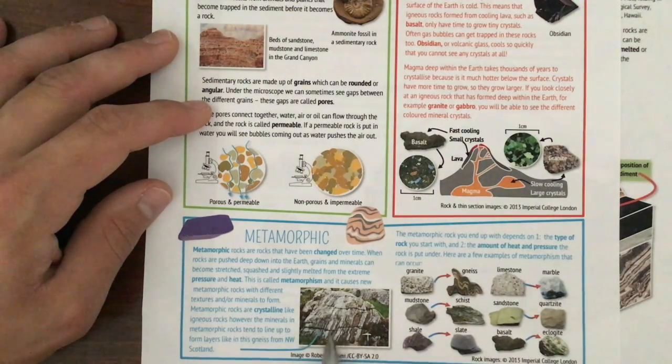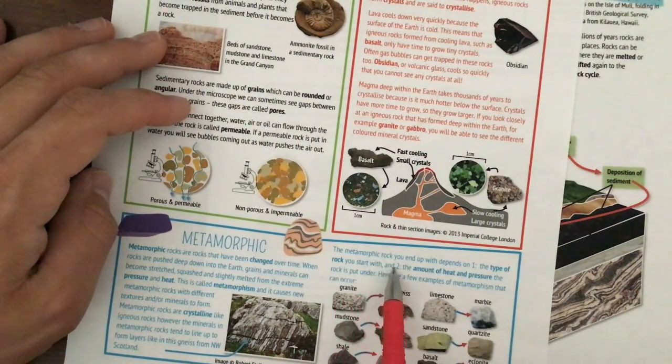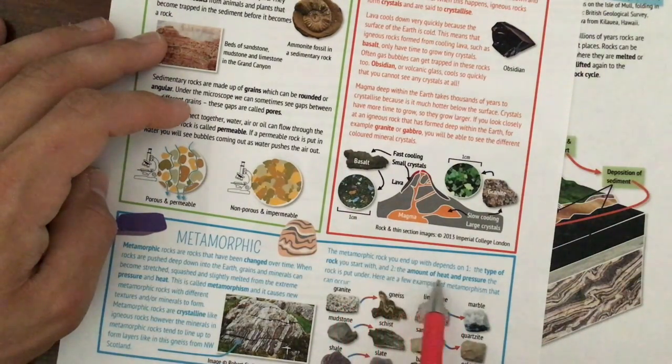You see all these different textures here, all these different lines on the rock. Metamorphic rocks are crystalline like igneous rocks. However, the minerals in the metamorphic rock tend to line up to form layers, like in this gneiss from northwest Scotland. See how there's layers here. The metamorphic rock you end up with depends on the type of rock you start with and the amount of heat and pressure the rock is in.